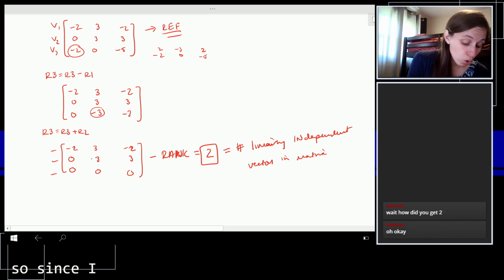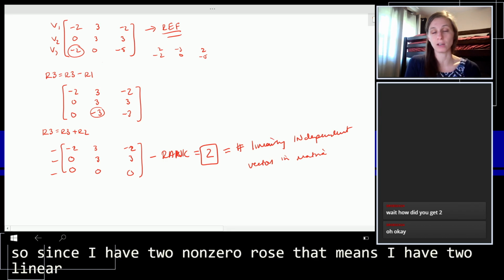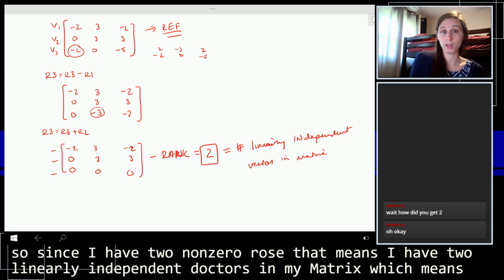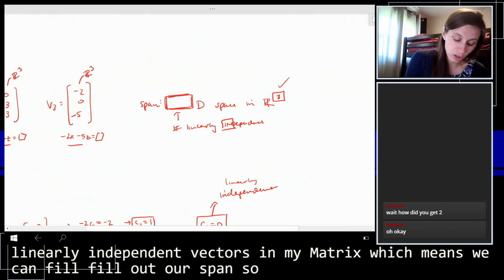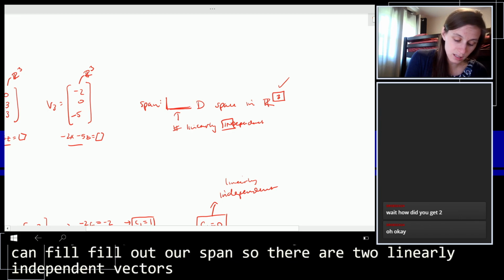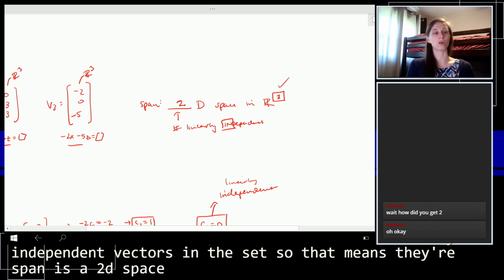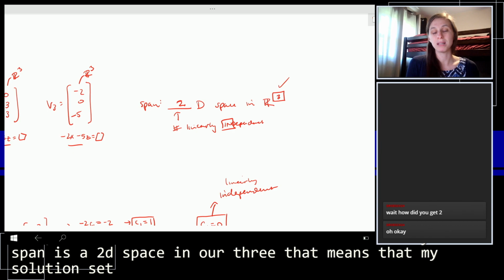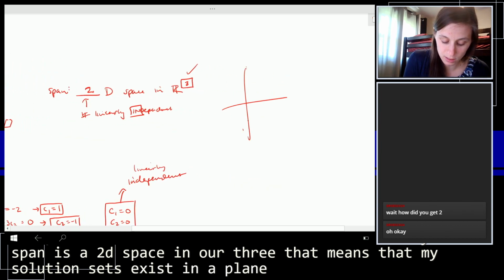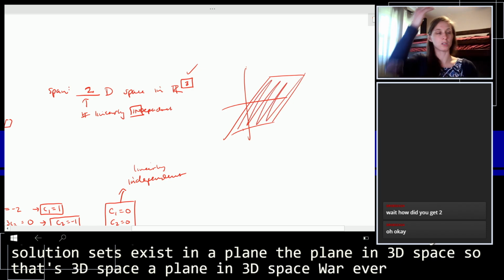So since I have 2 non-zero rows, that means I have 2 linearly independent vectors in my matrix, which means we can fill out our span. So there are 2 linearly independent vectors in this set. That means their span is a 2D space in R3. That means that my solution set exists in a plane, so a plane in 3D space, however the plane is oriented.